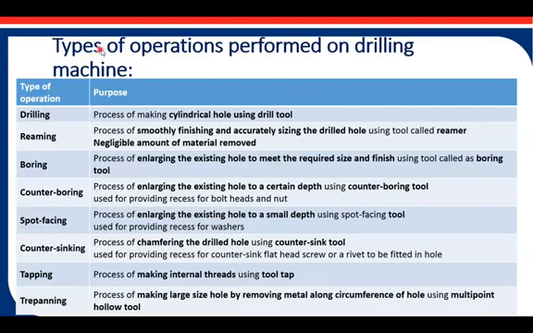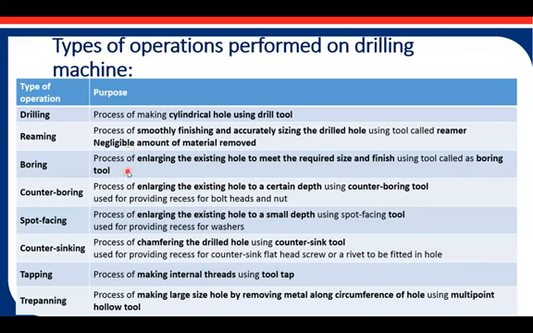Next is the types of operations performed on the drilling machine. The first one is drilling. It is a process of making a cylindrical hole using a drill tool. The second operation is reaming. It is a process of smoothly finishing and accurately sizing the drilled hole using a tool called a reamer. It removes only a negligible amount of material from the previously drilled hole.